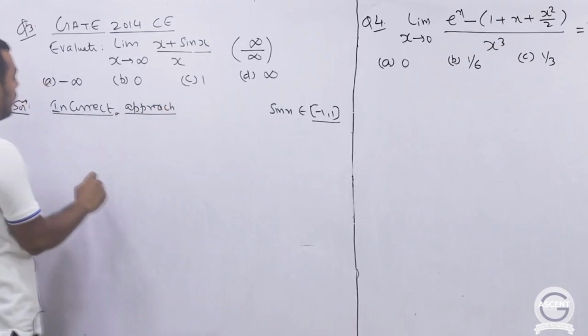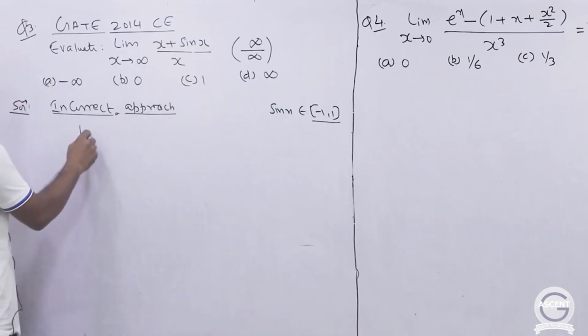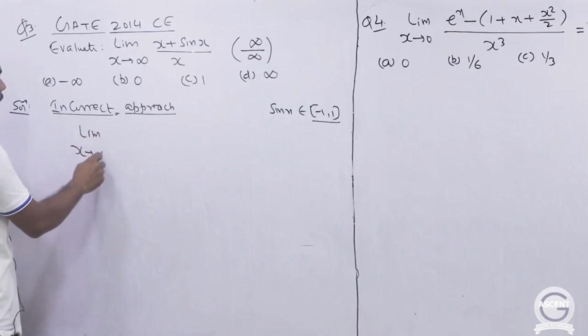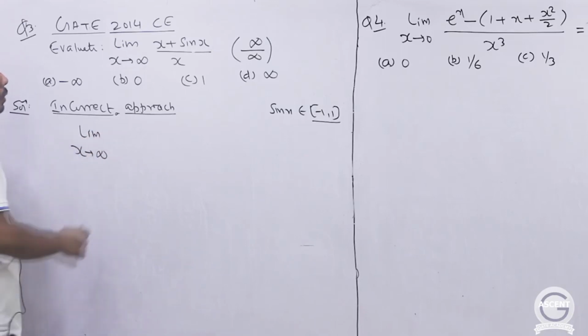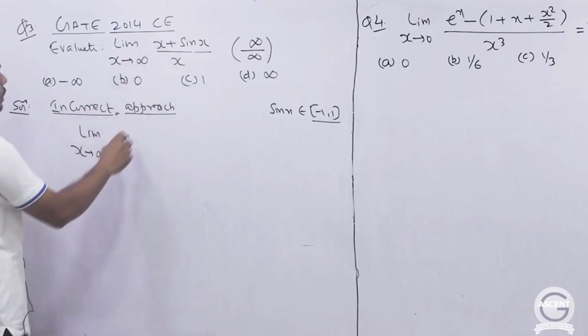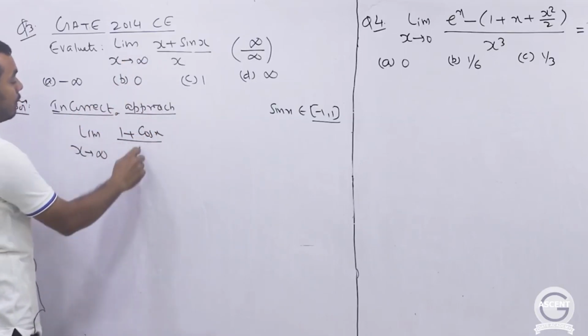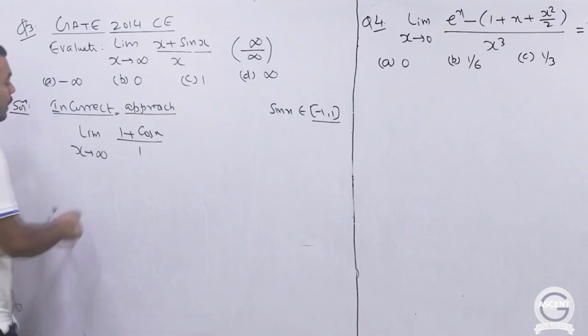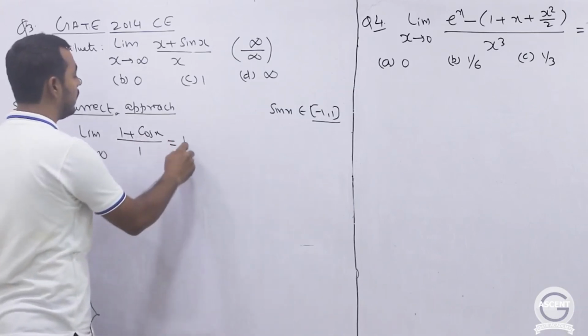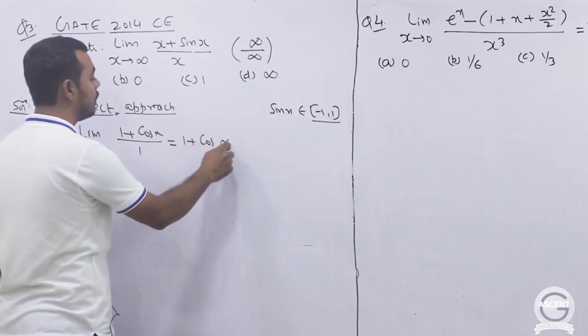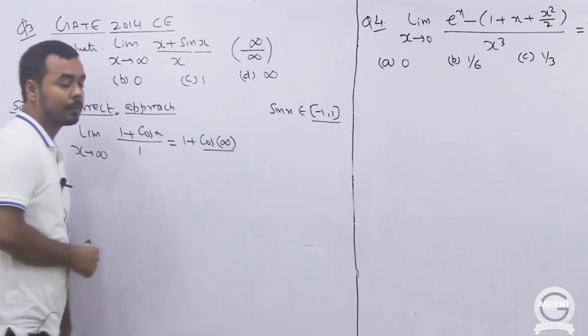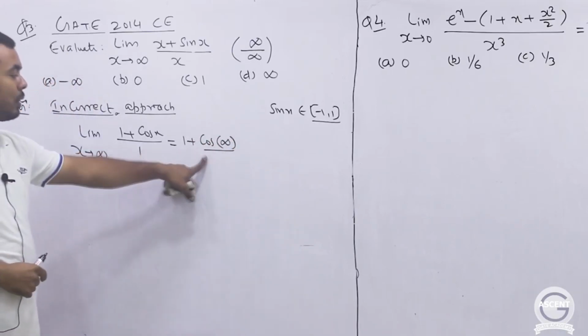Suppose if I apply L'Hopital rule here, then the value of this limit will be limit x tending to infinity. In L'Hopital rule we have to differentiate the numerator and denominator separately. Derivative of numerator will be 1 plus cos x, derivative of denominator will be 1. If I place x equals infinity here, I will get 1 plus cos infinity, right?